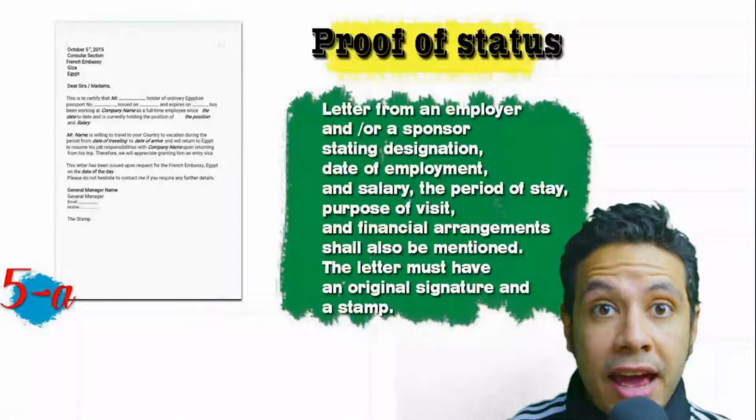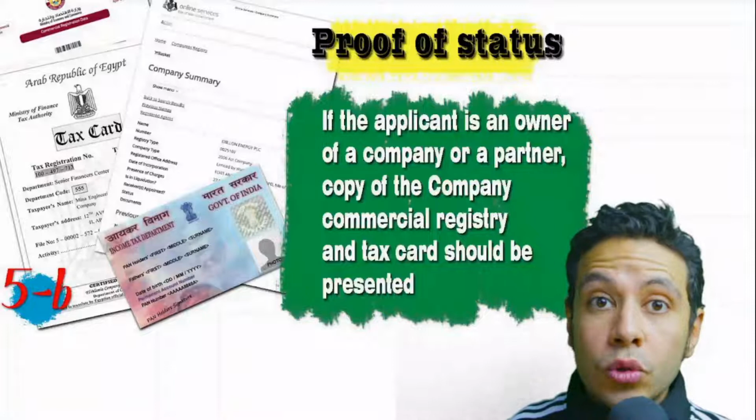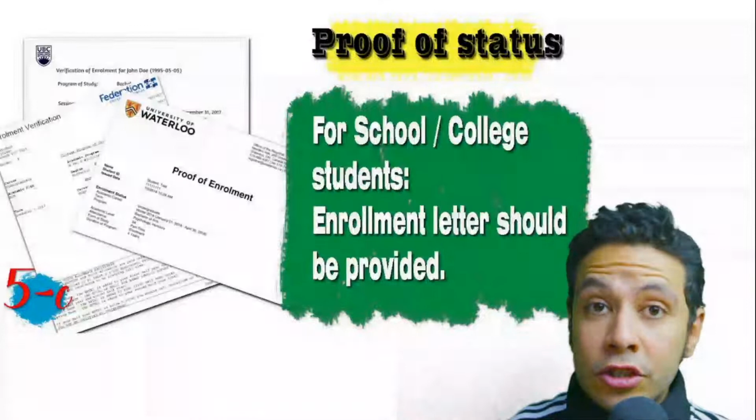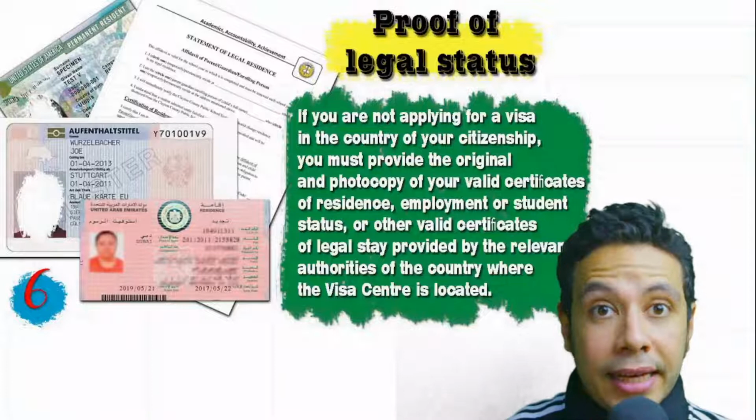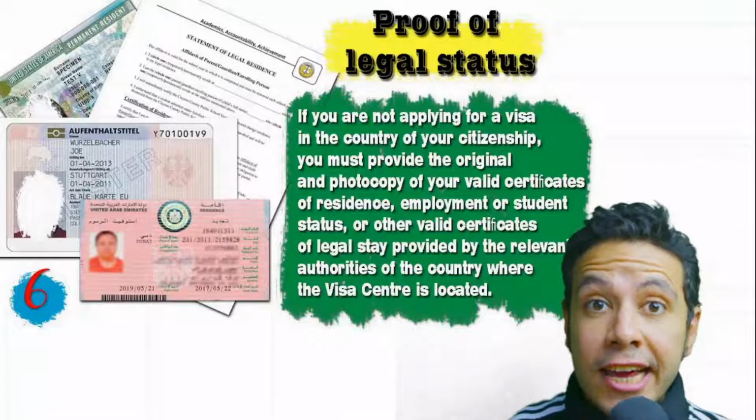But in case you are the owner of the company or you run your own business, then your commercial registry and your tax card must be presented. But if you are a student in a school or a college, an enrollment letter should be provided from your university or your school. In some cases, you might be applying from a country different than your own country. At that moment, you will need to provide a proof of legal status, which is a certificate of legal residence in this country. In some cases, a valid residence visa for this country can also be accepted.